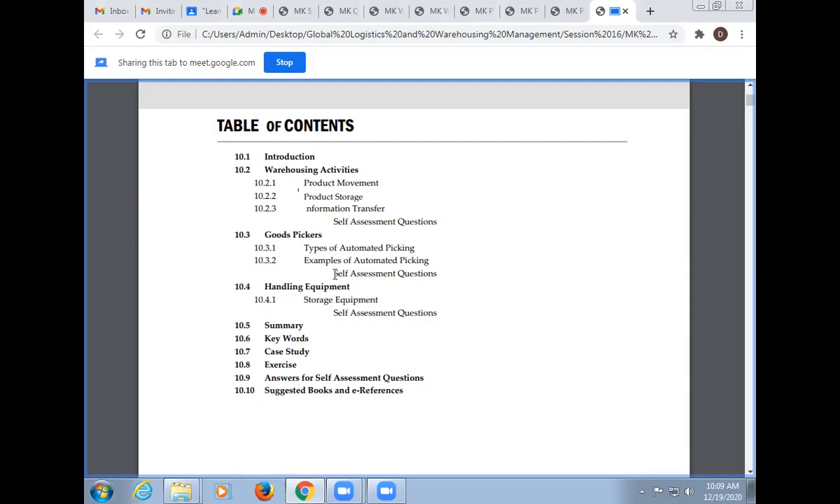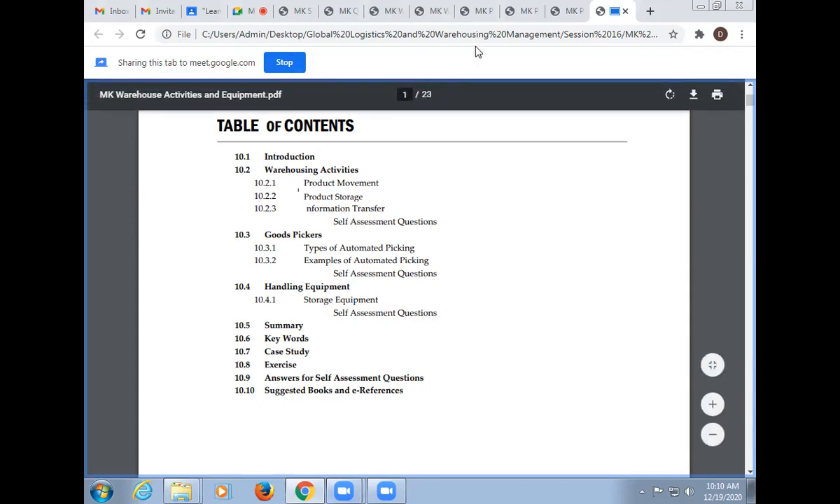Handling equipments: what are the different handling equipments there? Storage equipments: and what are the different material handling equipments? You will study in detail in this chapter. Hence, this chapter is important.